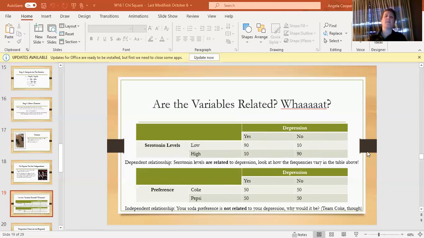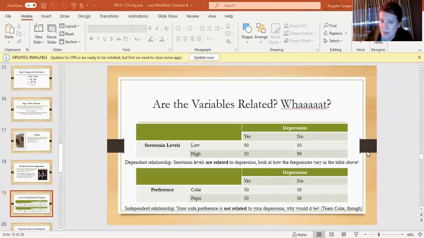So we would say that serotonin levels are related to depression, because this frequency says that for a majority of people who have low serotonin levels, they are also suffering from depression, and vice versa. For people who have high serotonin levels, a vast majority tend not to have depression. So in that case, there's a dependent relationship there. They are related.